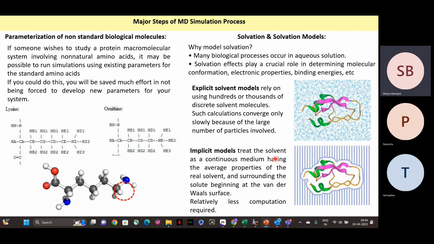Implicit solvent models treat the solvent as a continuous medium having the average properties of the real solvent, surrounding the solute beginning at the van der Waals surface area.